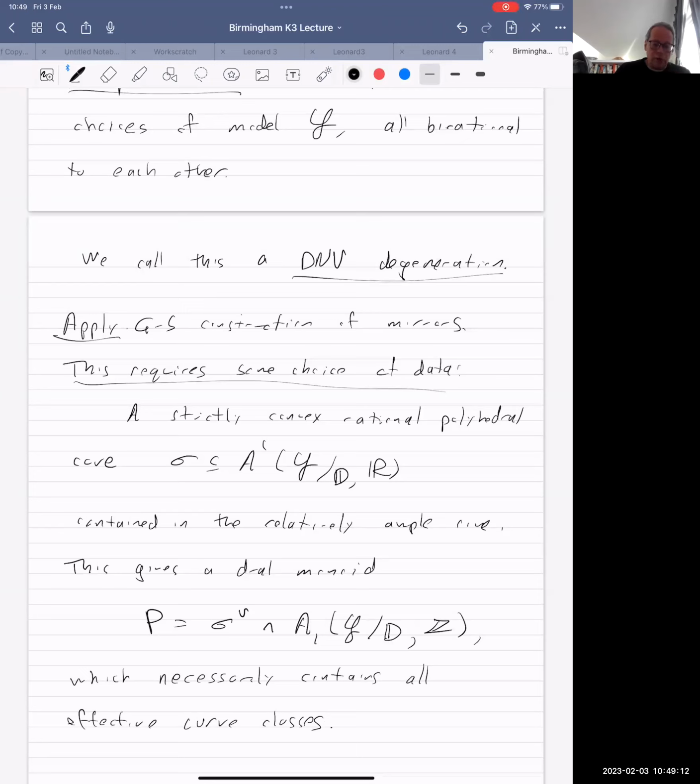Okay, so if you haven't seen this notation before, let me just say a few words about this. So this is the group of real divisors modulo numerical equivalence.